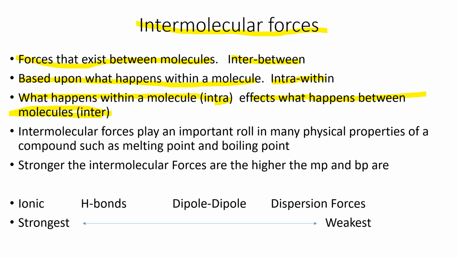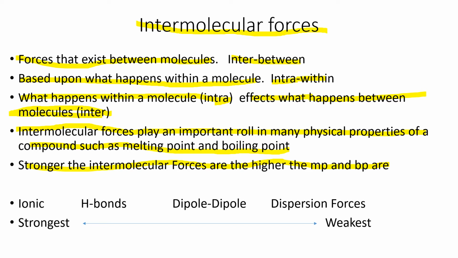So intermolecular forces are important because they play an important role in many of the physical properties of a compound, such as melting point and boiling point. The stronger the intermolecular forces are, the higher the melting point and the boiling points are. That's because it would require more energy to disrupt those stronger forces in order to go from solid to liquid as you melt, or from liquid to gas as you boil something.